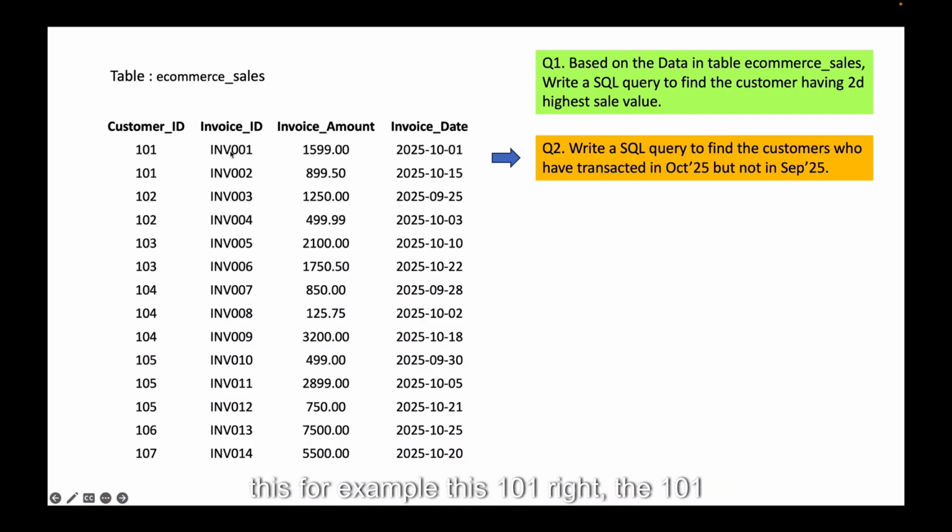So if you see this, for example, this 101, right? The 101 customer has transacted in October, but if 101 had transacted in September, we would want to exclude it. So here 101 has only transacted in October, so the output should contain 101. But 102, because 102 has transacted in October, yes, but also transacted in September, so I want this to be excluded, right?